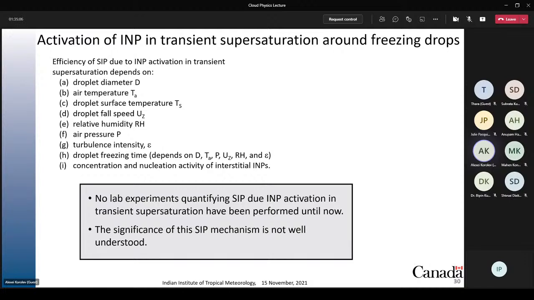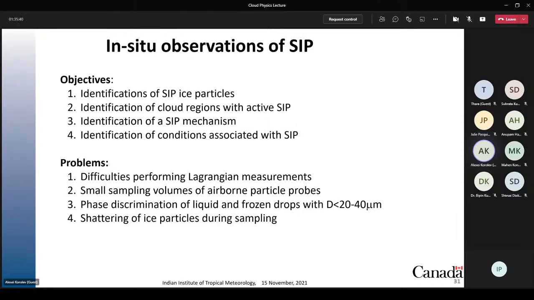I should add that if this mechanism is active, it won't work at warm temperatures. You need a really big temperature contrast to generate this transient region with high supersaturation inside. So you need at least a 15 or 20 degree difference. The bottom line is that we won't anticipate it in the temperature range warmer than minus 10. Now I want to go to in situ observations.